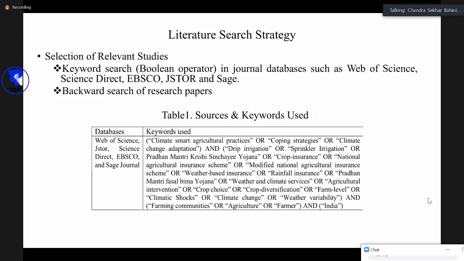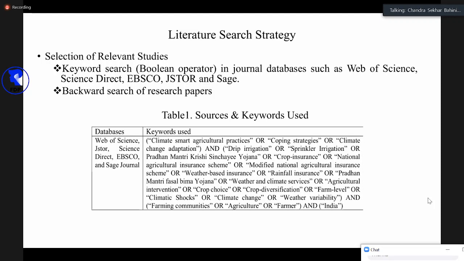I have used those keywords to search in different databases like Web of Science, JSTOR, Science Direct, EBSCO, or SAGE Journals. Different databases I've searched. But I might have missed some of the articles.